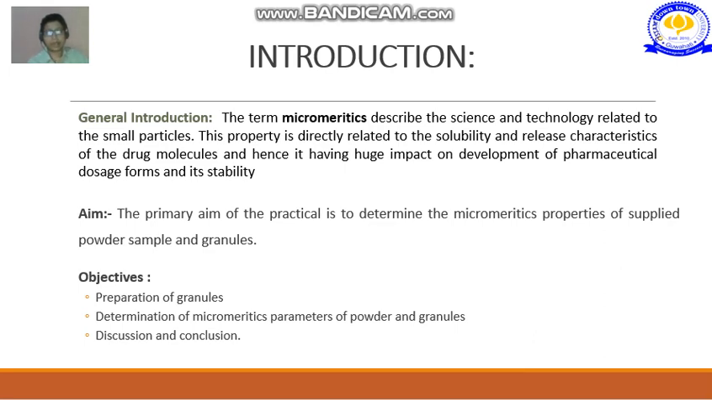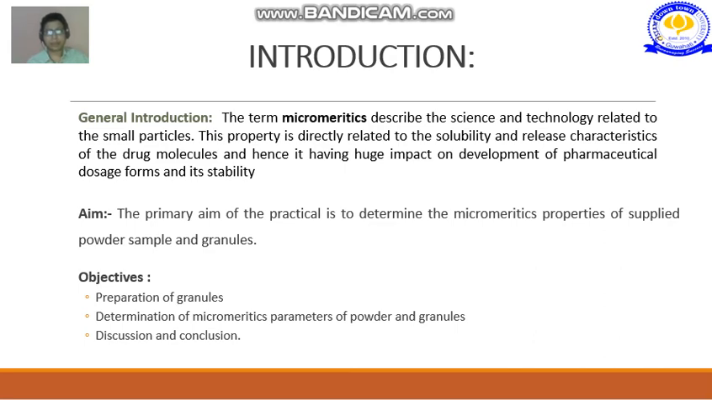Now we will discuss the aim of today's practical. The aim of the practical is to determine the micrometric property of the supplied powder sample as well as the granules. To perform the practical, we have several objectives. First, we have to prepare the granules. Then we have to determine the micrometric property of the supplied powder sample as well as the granules. Then based on the evaluation parameters, we will find out the results and go for the discussion and conclusion of the practical.